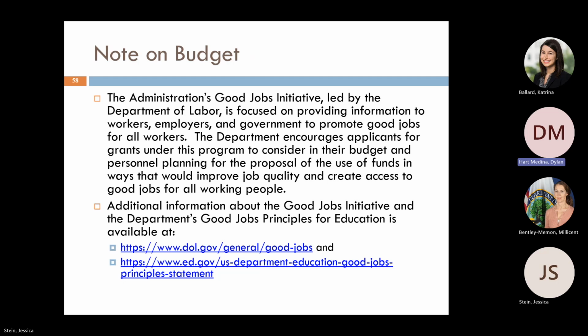One additional note on the budget is that the administration's Good Jobs Initiative, led by the Department of Labor, is focused on providing information to workers, employers, and government to promote good jobs for all workers. The department encourages applicants for grants under this program to consider in their budget and personnel planning for the proposal the use of funds in ways that would improve job quality and create access to good jobs for all working people. Additional information about the Good Jobs Initiative and the department's Good Jobs Principles for Education is available at the link shown on this slide.